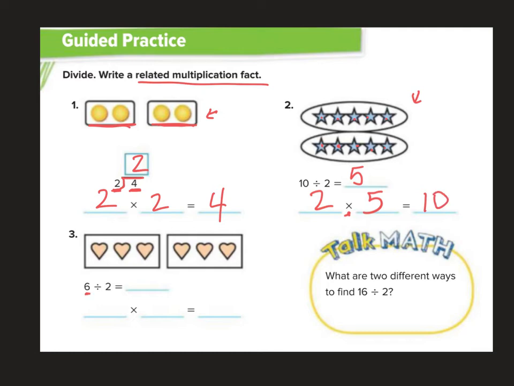Okay, I have 6 hearts, divided them into 2 equal groups. How many are in each group? 3, right? We got 3 in each group. So now if I wanted to write a related multiplication fact, I'd say I have 2 groups of 3, which equals 6 total hearts. Okay, so there we go.